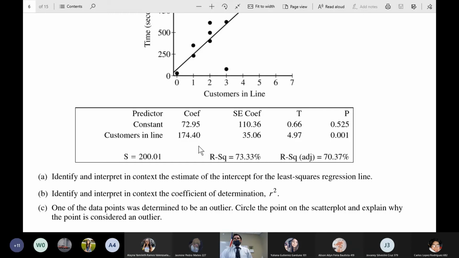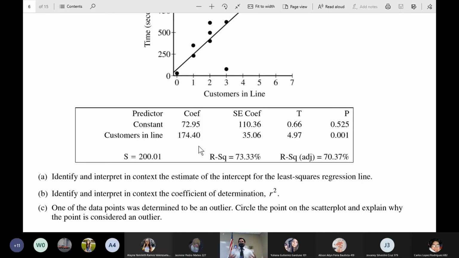All right. So this problem is essentially making sure that we can say what these different values mean in context. That's the general idea. And a lot of it is the same as how we would interpret it if we were just given the equation of a line. It's like, what does the y-intercept represent? What does the slope represent?